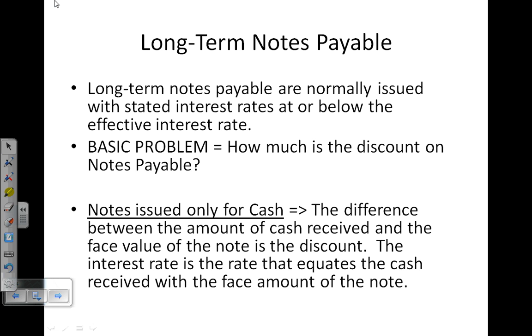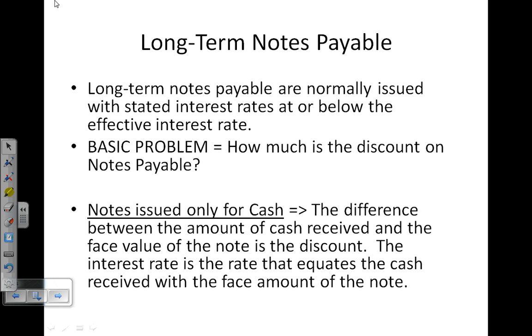And when the note is only issued for cash, it's a pretty straightforward problem, just like bonds payable. The difference between the amount of cash received and the face value of the note is the discount, and the interest rate is the rate that equates the cash received with the face amount of the note. So this is no different than with a bond payable that we've been doing. And it's not a hard type of problem.